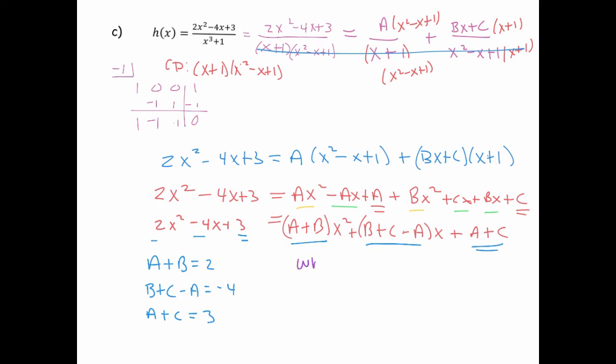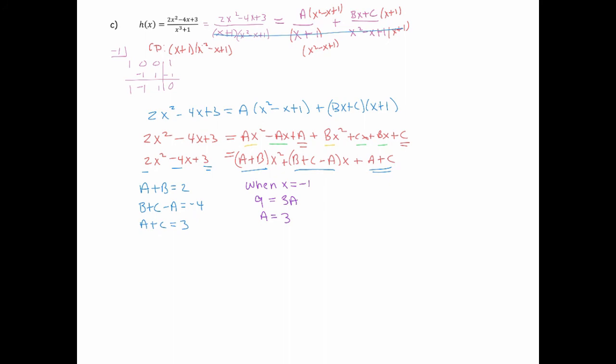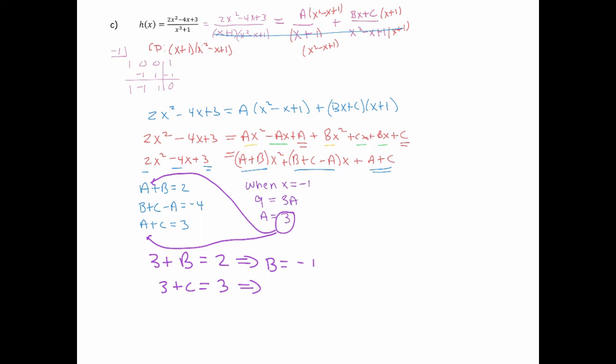So let's plug in negative 1, because when x is negative 1, the left-hand side of our original equation up there gives you 2 plus 4 plus 3, which is 9. And then on the right-hand side, the Bx plus C times x plus 1 term goes away, and I've got 3A. So that suggests that A is 3. So now that I know A is 3, I can plug it in here. So 3 plus B is equal to 2, which means B equals negative 1. And I also know that I can plug it in here as well. I know that 3 plus C is equal to 3, which means that C is equal to 0.